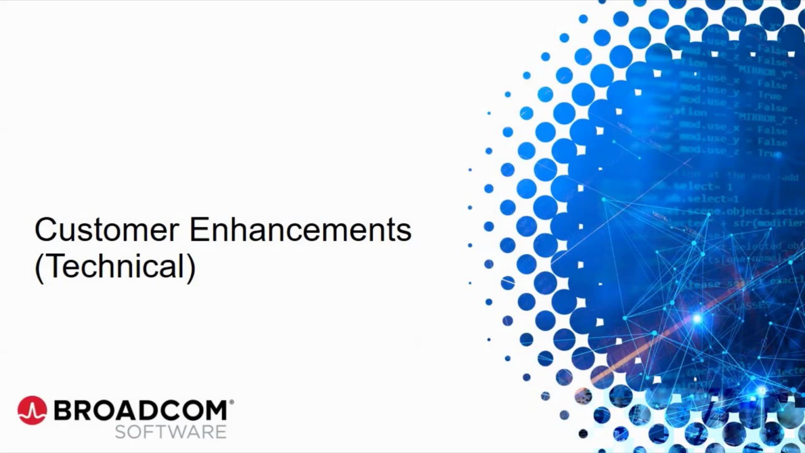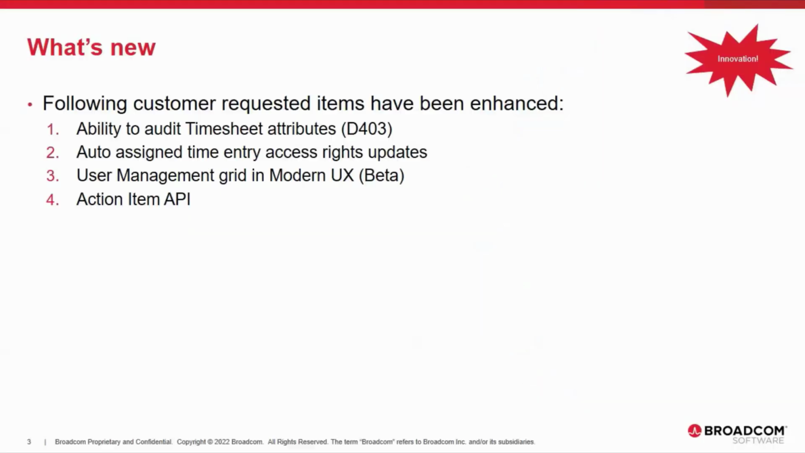In this section we will be talking about the customer enhancements. Specifically, we will be focusing on the technical components of those enhancements that are being introduced. As part of this release, the following items have been added based on direct customer feedback or from the customer innovation panel. These items are the ability to audit timesheet attributes, the auto assignment of time entry access rights that has been updated, the user management grid, which has now been introduced in the Modern UX as beta, and the action item APIs. These are all directly from customer feedback and innovation calls.